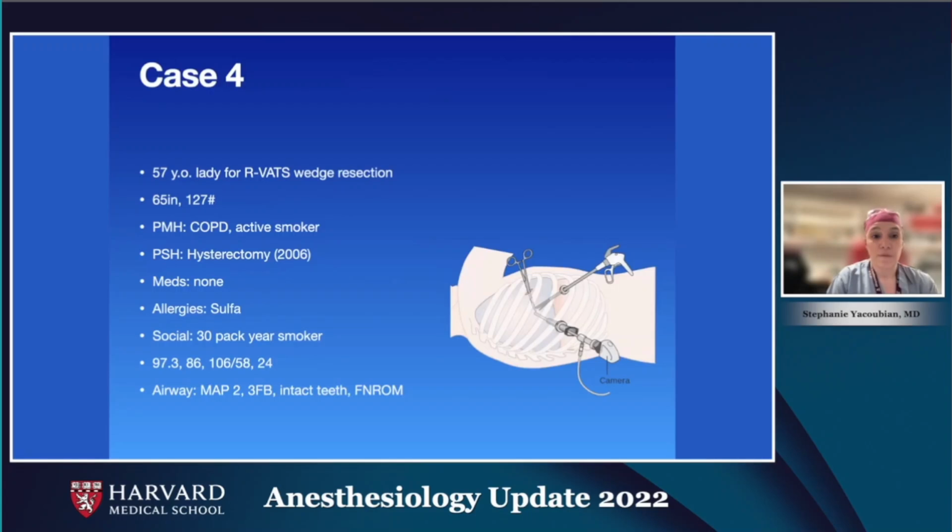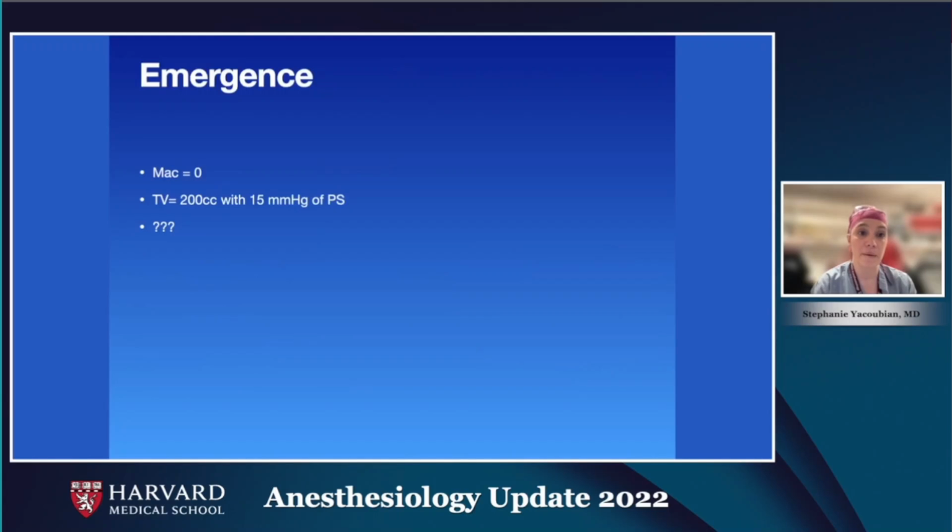Now we move on to our 4th case of a 57-year-old patient coming in for VATS wedge resection, 65 inches, 127 pounds, with an airway exam that is not very reassuring. Mallampati 4, thyromental distance 3 finger breadths, intact teeth, free neck range of motion, but you know, the case goes well.